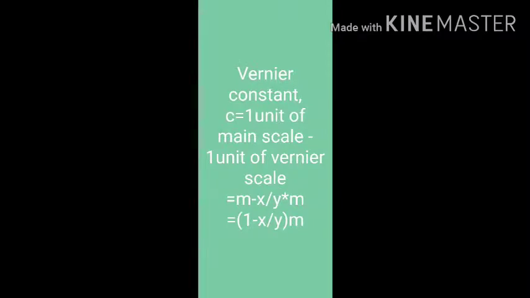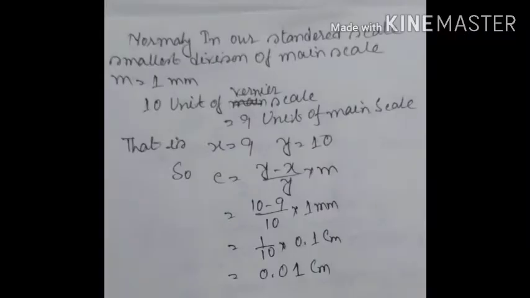So we will find the Vernier constant C is equal to 1 unit of main scale minus 1 unit of Vernier scale, that is m minus x by y into m. If we consider m as common, we get 1 minus x by y into m. Finally, C is equal to (1 minus x by y) into m. With the help of this formula, we can find the Vernier constant of the scale used in our practical lab.